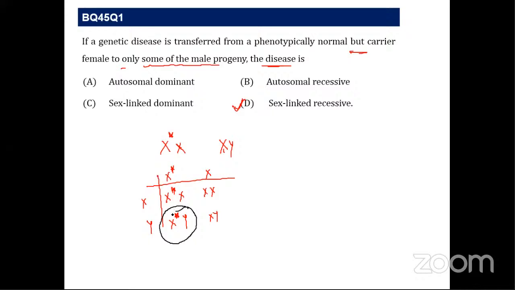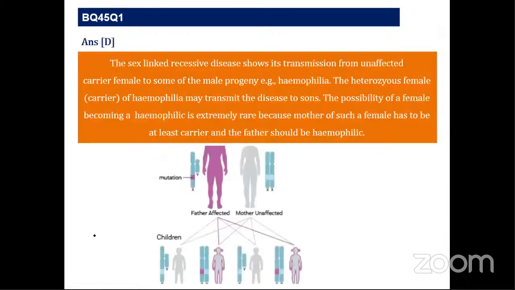So that is what the question is saying, that if a genetic disease is transferred from a phenotypically normal but carrier female to only some of the male progeny, to only some of the male progeny, then the disease is sex-linked recessive. Moving on to the next question.